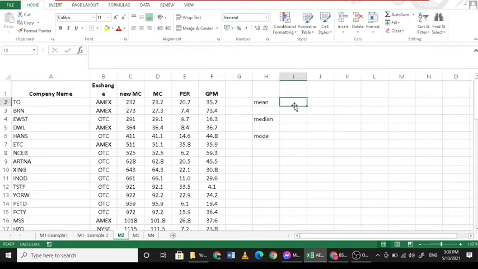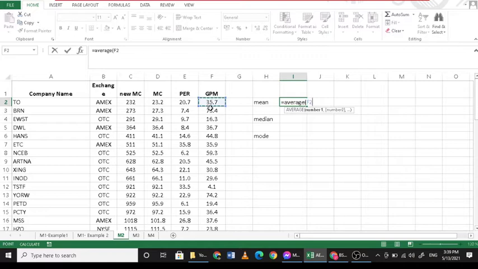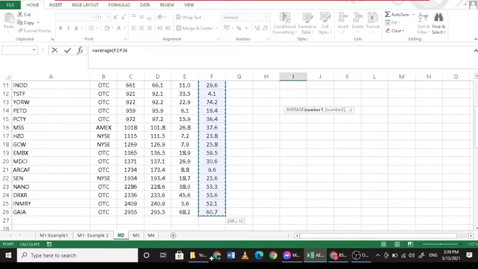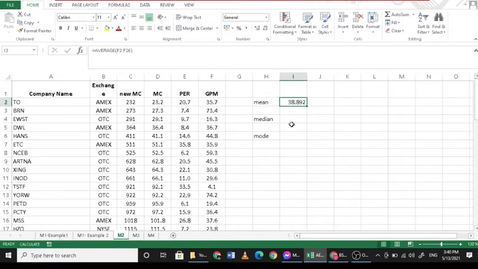So with the mean, you can simply type equal. Then we start with average. Since the mean is the average, we simply select the data set, or the data that you want to take the average of. You simply highlight, then you add a close parenthesis.